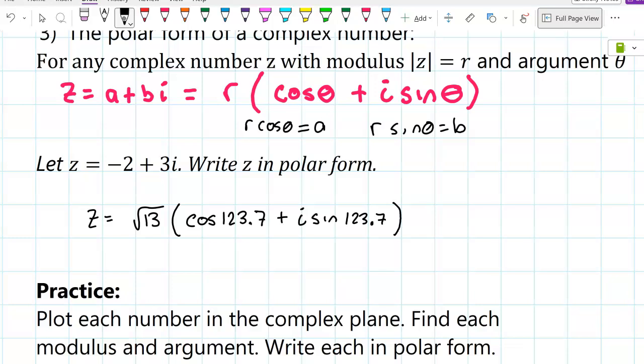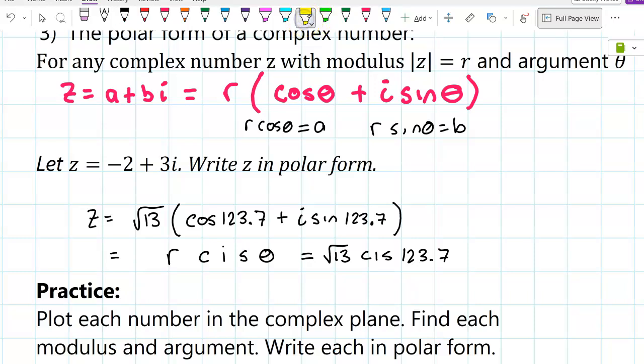There is an abbreviation for this I've seen sometimes, which is instead of writing cosine plus i sine, you can write just CIS. And so you can write this as r CIS theta. So here you would write it as root 13 CIS 123.7. If you're doing just scratch work, I think that's okay.